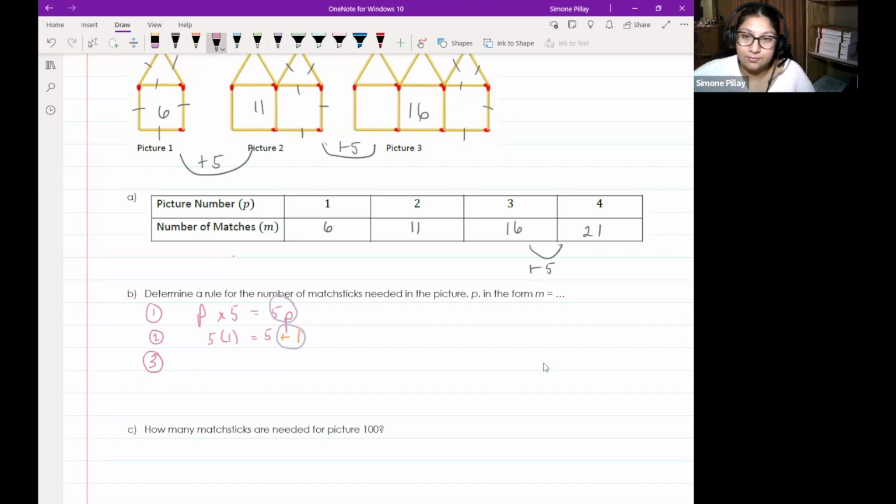Okay, you got this part correct. You said 5p plus 1. Now you just need to tell me, what does that give me? 5p plus 1 equals what?